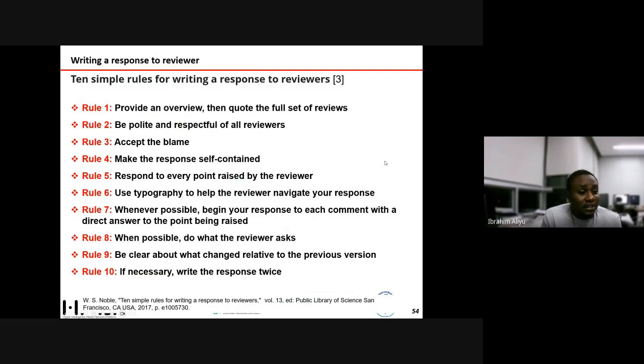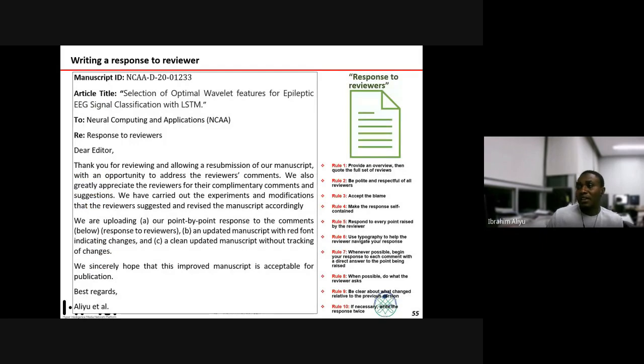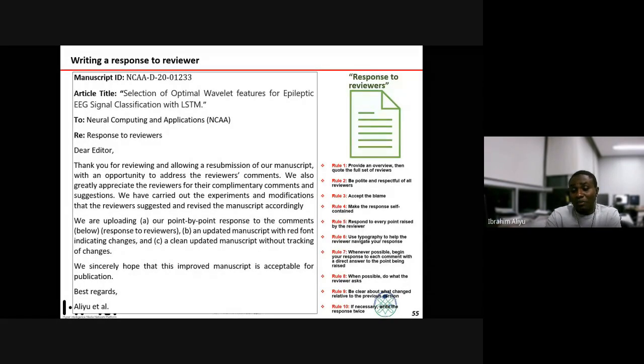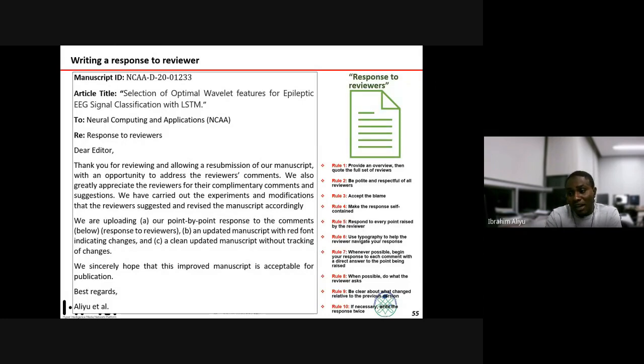There are 10 rules that I find very interesting. You can see the reference there, you can check it out. The first rule is to provide an overview, then quote the full set of reviews. I will show you how that works, down to number 10. Let me get in there so that we can do it practically. This is one of my articles. First and foremost, you provide an overview. In the response letter, you can see I have the paper ID, the paper title, and the response. It can take another shape, but we thank the reviewers. Then we tell them what the document contains, that is, we have a point-to-point response.